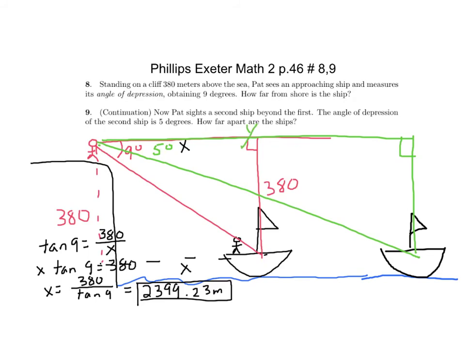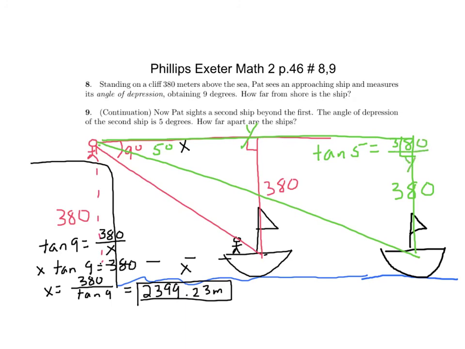We still know that the cliff is 380 meters above the sea level, so we can still use the 380 there. So now we can use a slightly different formula here. What would our new equation be? Go ahead, Alec. Tangent of 5 equals 380 over y.